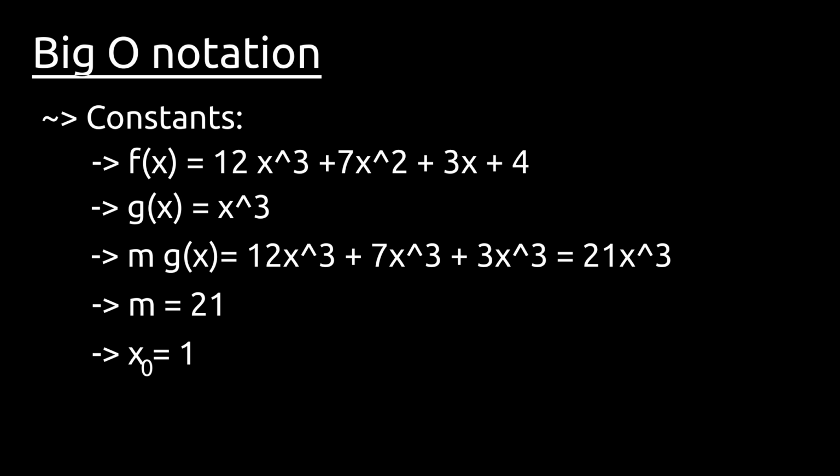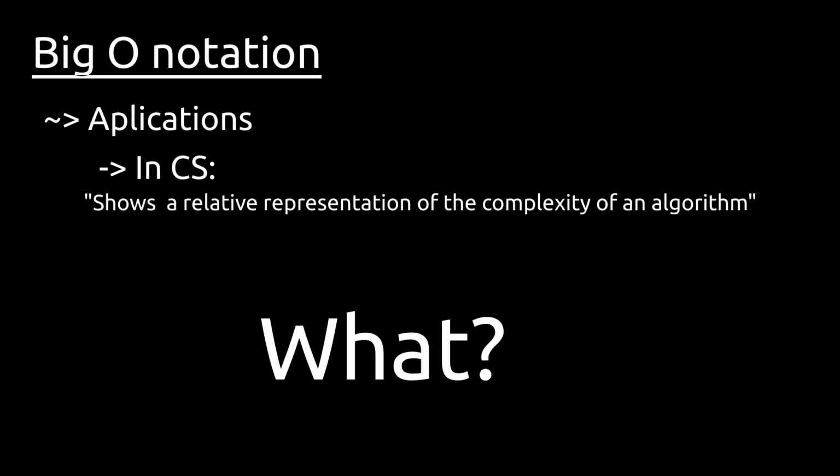Now, how is this useful in any way, you may think? Big O has applications in computer science. There, it is used to show the relative representation of complexity in an algorithm. To understand this sentence, first we need to understand what an algorithm is.